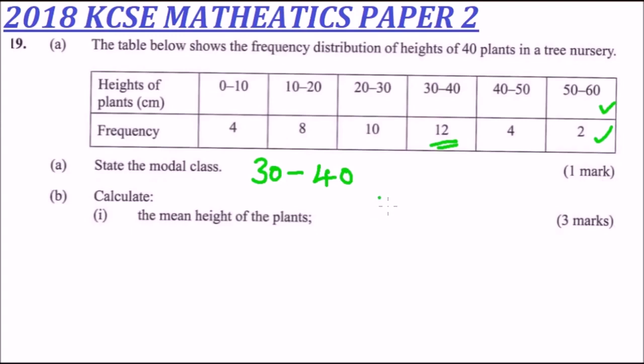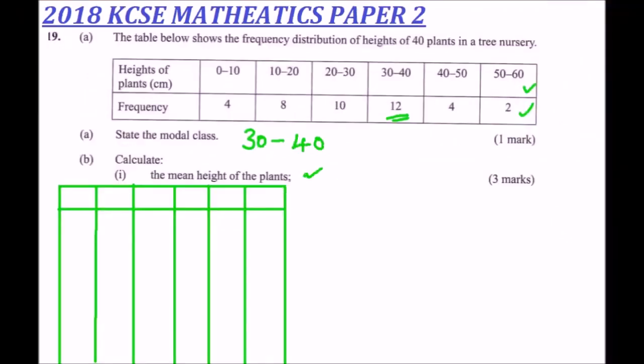The second question, we are told to calculate (a) the mean height of the plants. For us to do this, we need to prepare a table which is going to help us to get the mean height, and that will be easier. So let's construct that table. So this is a table that I have constructed. You don't necessarily have to use a ruler. I have done that for my own convenience. You just use your free hand.